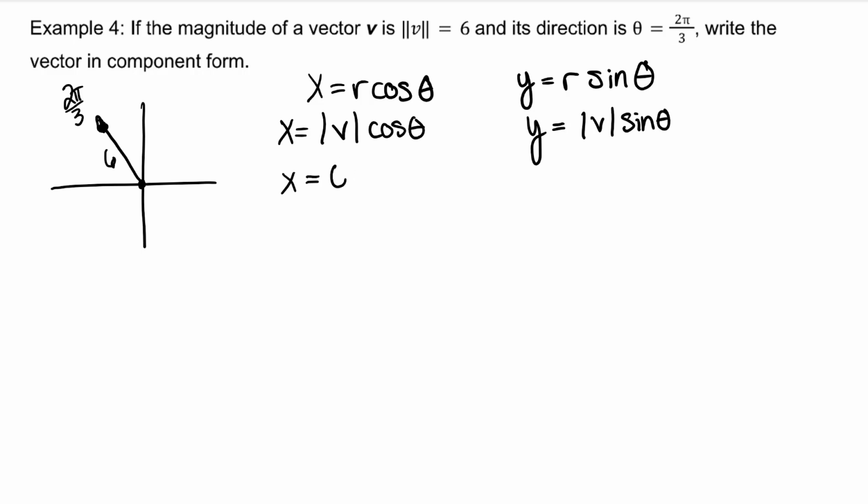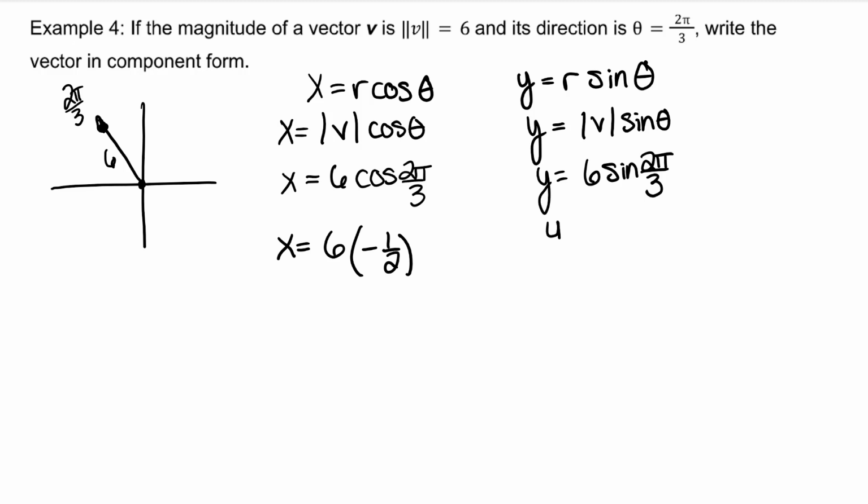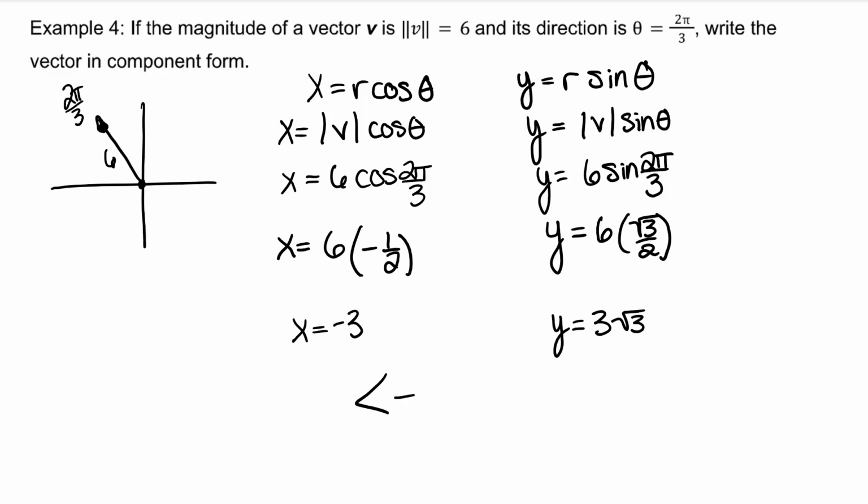Now plug it in. The component form of this vector would be negative 3, 3 root 3.